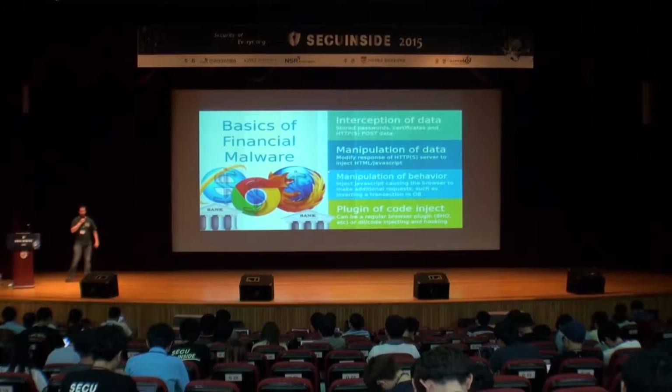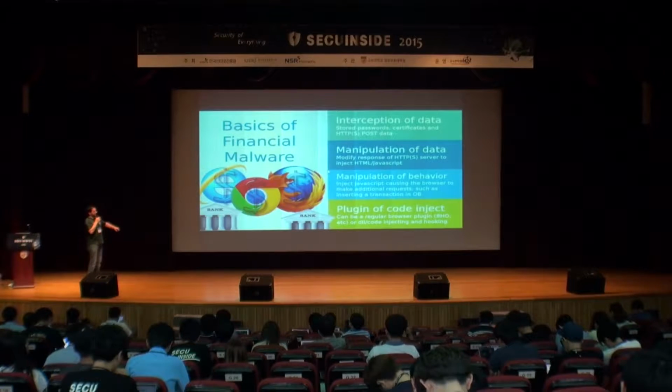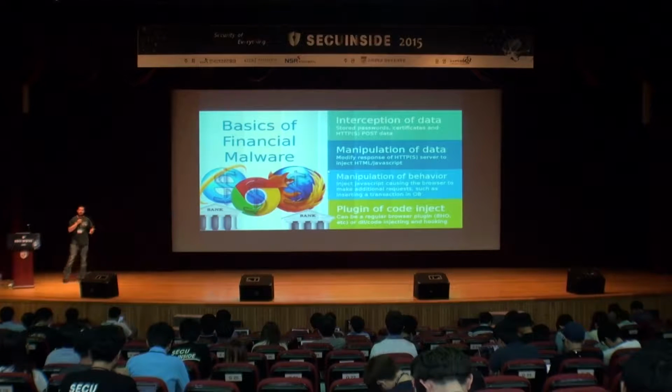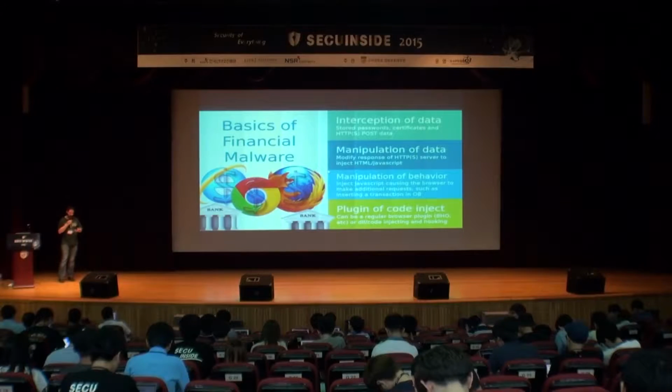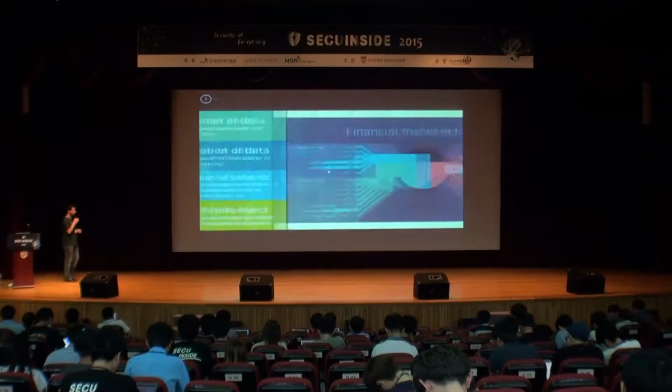But for example, in case a new browser appears, such as Chrome a few years ago, when Chrome appeared, it was new. Initially the first banking Trojans actually used a plugin rather than code injection, because they still had to research Chrome and understand how it really worked.